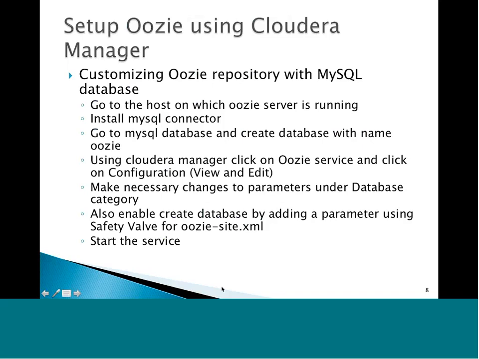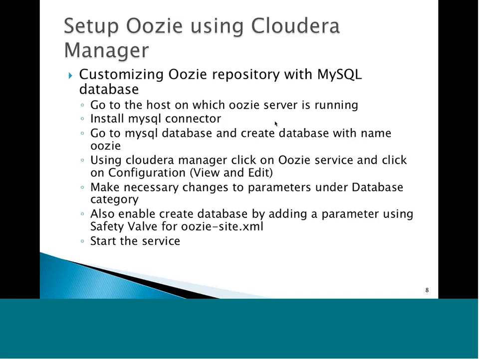It is almost done. In the meantime, we will see the steps to customize the Oozie repository with a MySQL database. Go to the host on which the Oozie server is running, and then we have to install the MySQL connector. In our case, we have configured the Oozie server on NoviSync CDH 506. So we have to go to that server and install the MySQL connector.